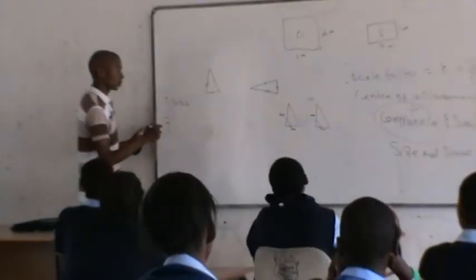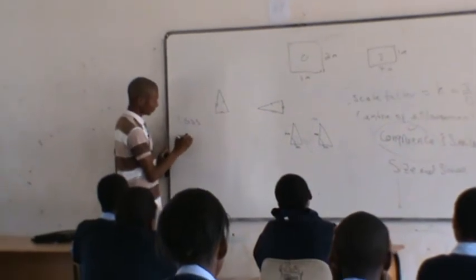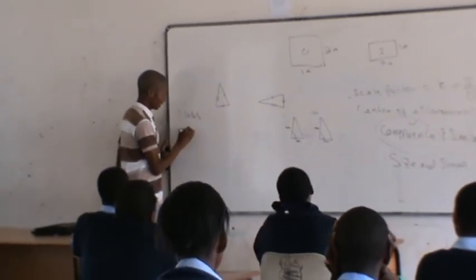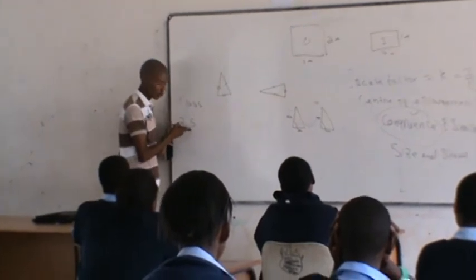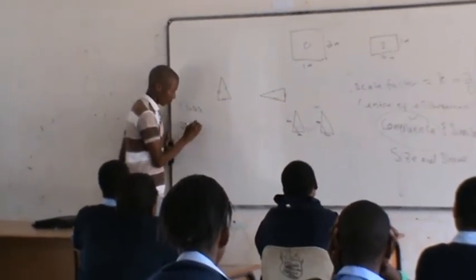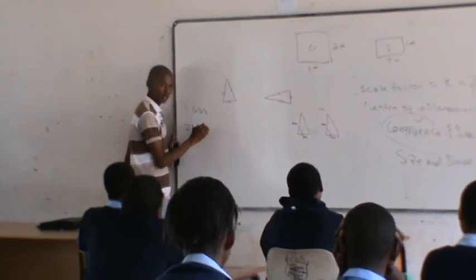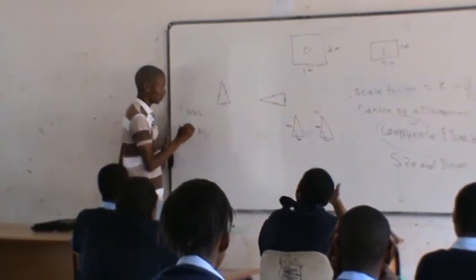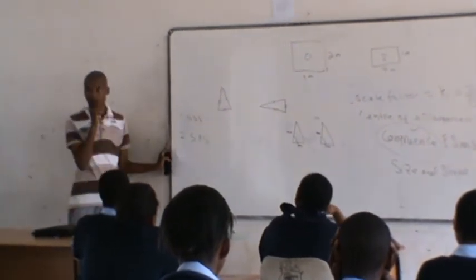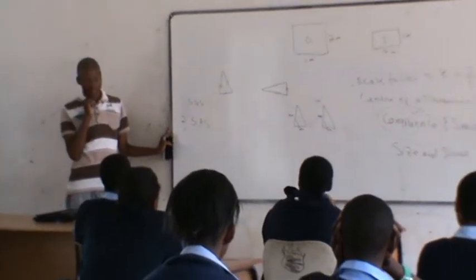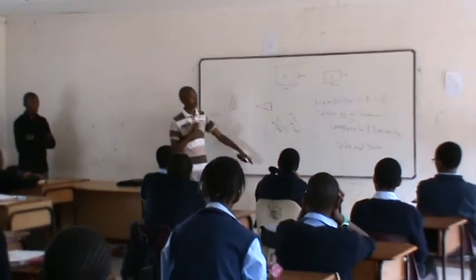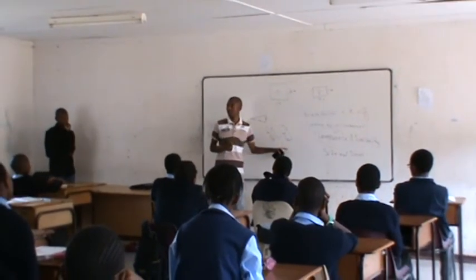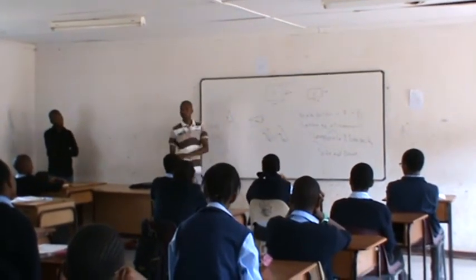So in that case, we have corresponding sides. The first corresponding side is equal, and then we have the angle sandwiched between the two sides. So this is the second postulate of congruence. In that case, you can say the two triangles are congruent.